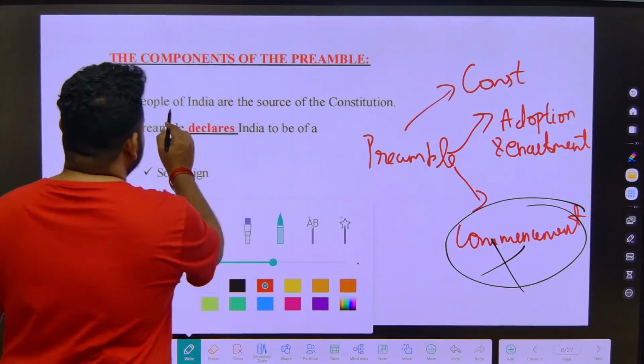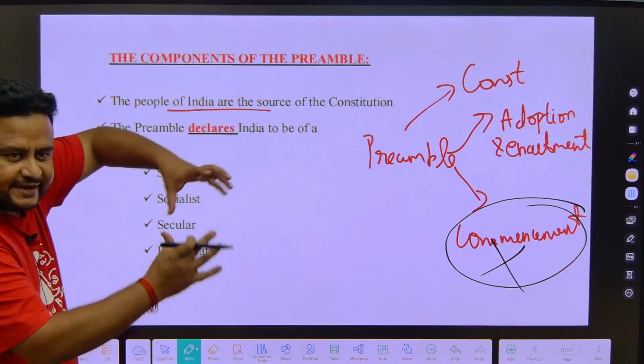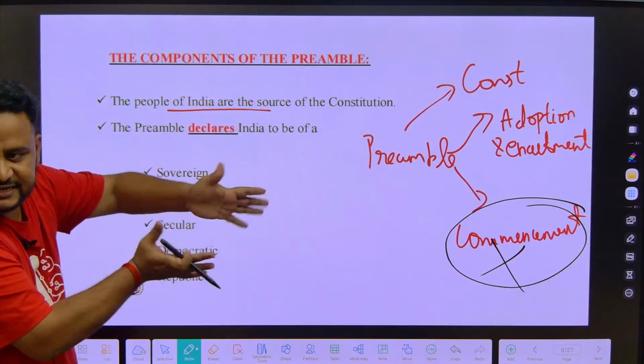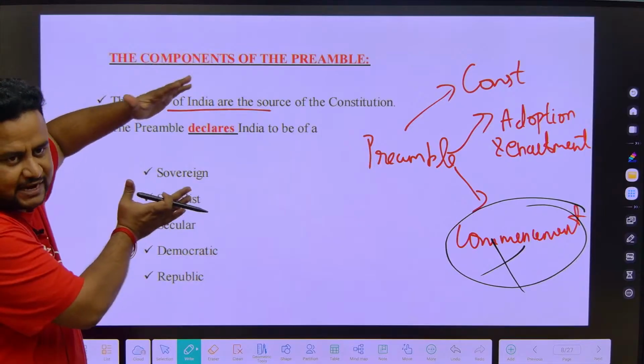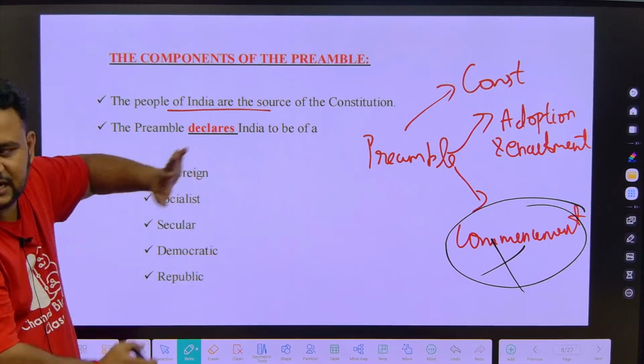See here, the people of India, the components of the preamble. Now we are taking each line of the preamble and studying it. Okay, now we saw a paragraph. Now each one of the lines we will decipher. We will segregate and learn each of these.